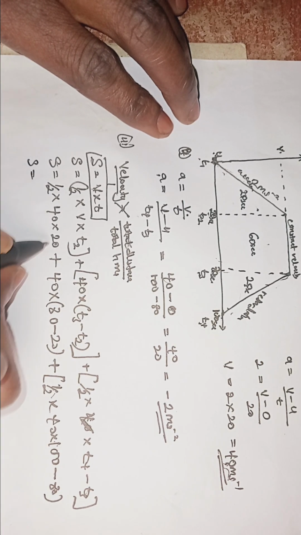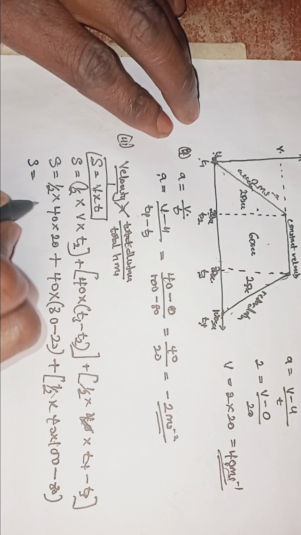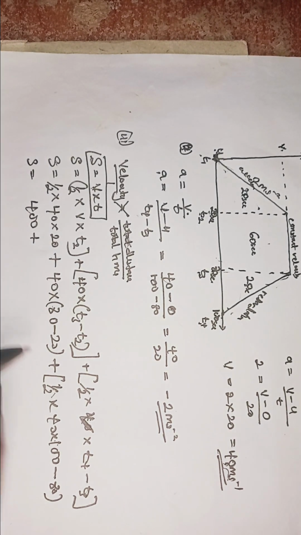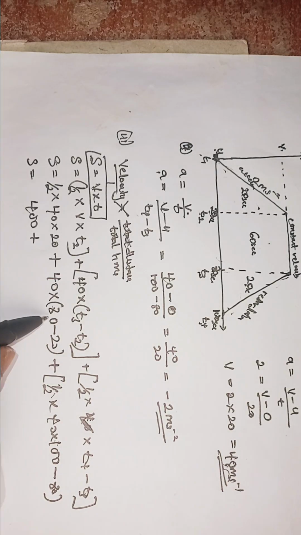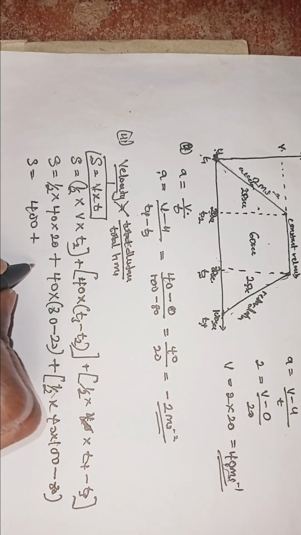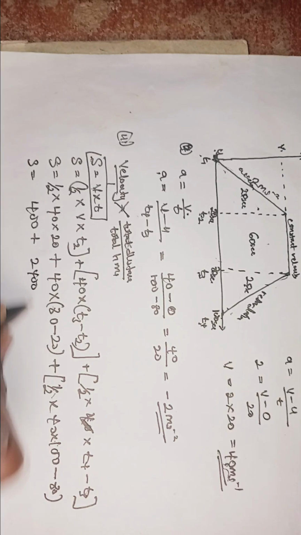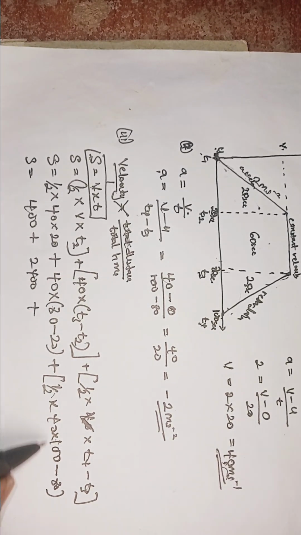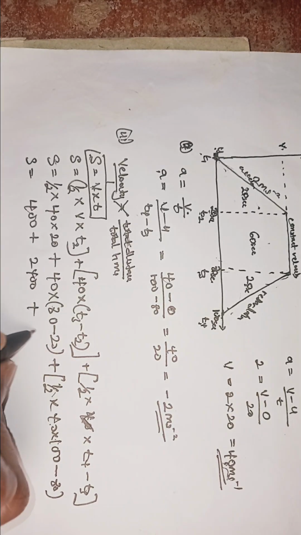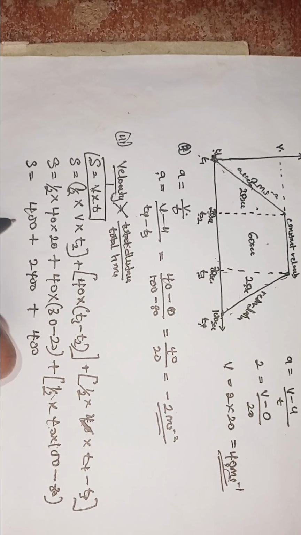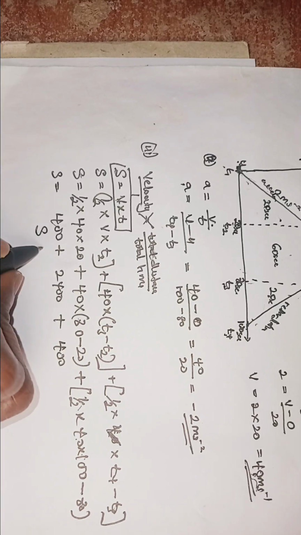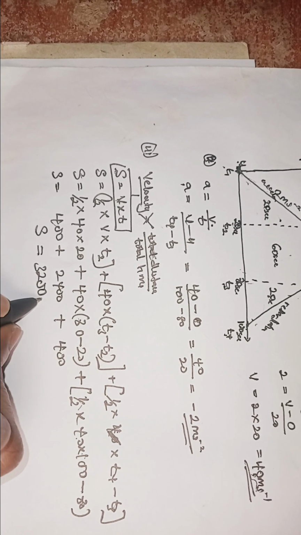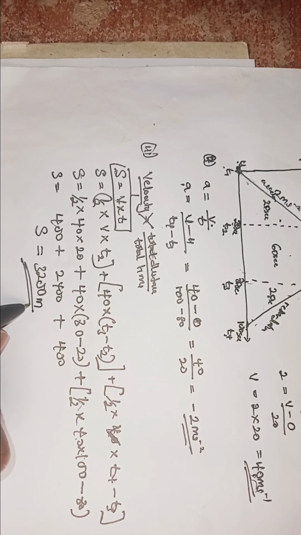So total distance during this point here is going to be 400. The next one here is 80 minus 20, that is 60, so it's going to be 2400. So this one is going to be 100 minus 80, 20, multiplied by this half, so this one is going to be 400. So now the total distance for everything is going to be 3200 meters.